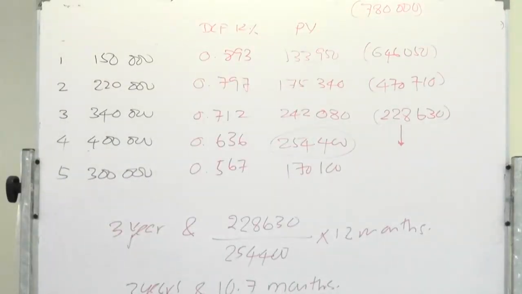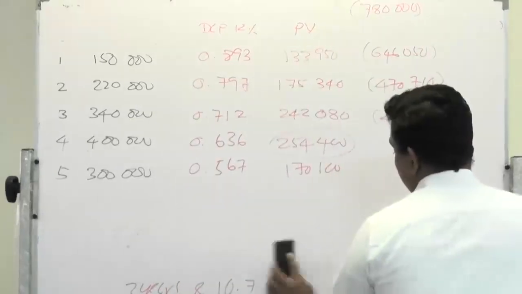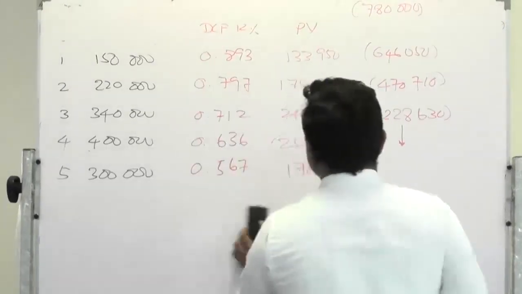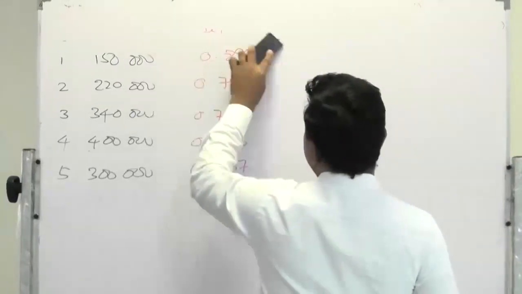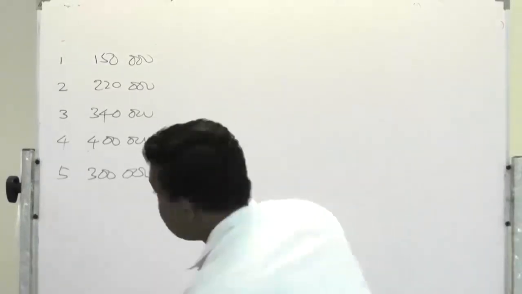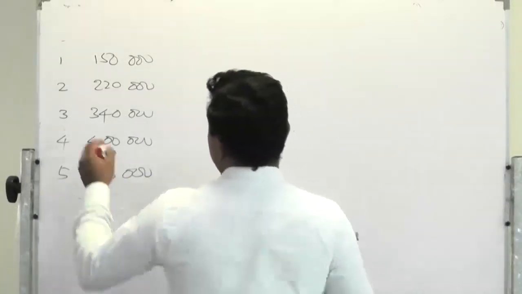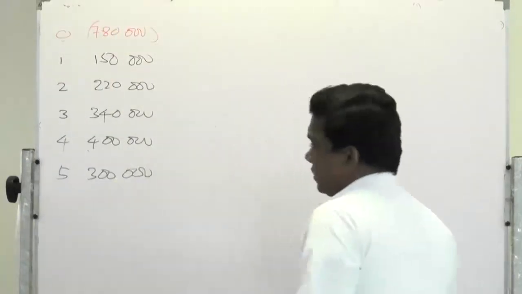I think you have the question with you, or you can download the question paper from the website. Question 37 asks for accounting rate of return. Now this is the crucial next calculation. Why? Accounting rate of return can use different formulas, right? I will give you the formula first. Year 0, 780,000 is the investment.